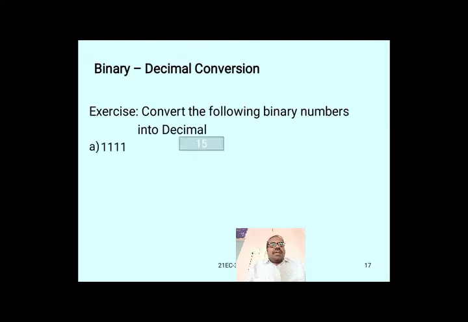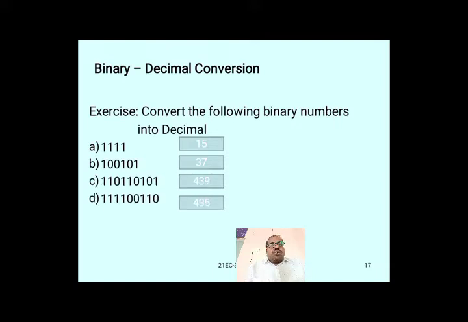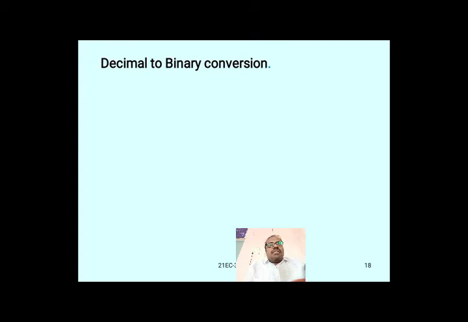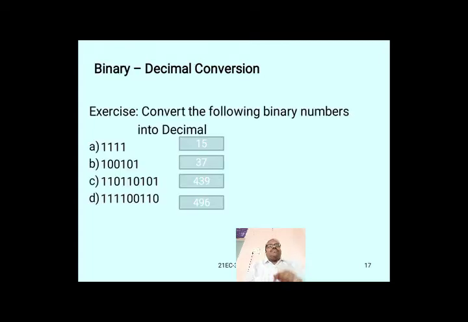I have given an exercise also here with answers. Please make a note of it and please complete it at home. Here, the exercise: convert the following binary numbers into decimal. A is 1, 1, 1, 1, and the answer is 15. For B, 1, 0, 0, 1, 0, 1, the answer is 37.